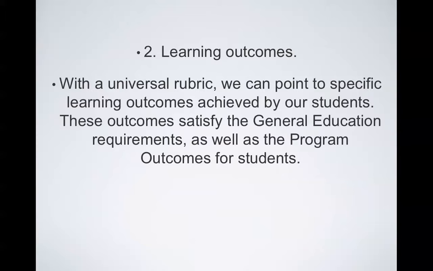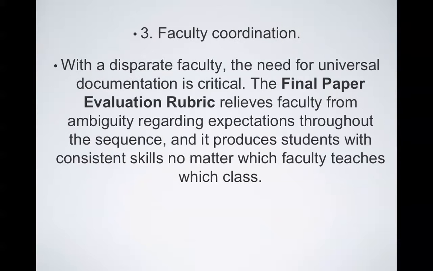Learning outcomes. With a universal rubric, we can point to specific learning outcomes achieved by our students. These outcomes satisfy the general education requirements, as well as the program outcomes for students. Coordination with faculty. Since our faculty is spread out across the state, we really need a universal documentation tool. The final paper evaluation rubric relieves faculty from ambiguity regarding expectations throughout the sequence, and it produces students with consistent skills, no matter which faculty teaches which class.